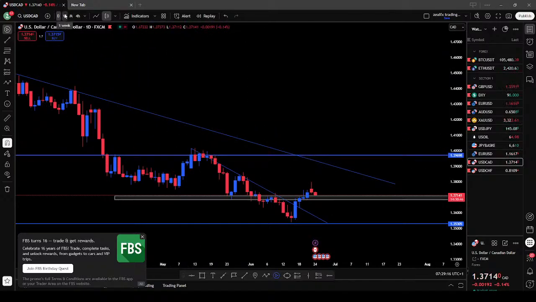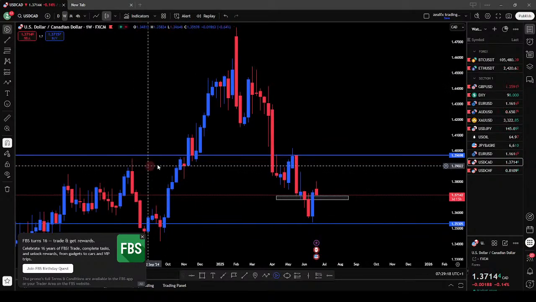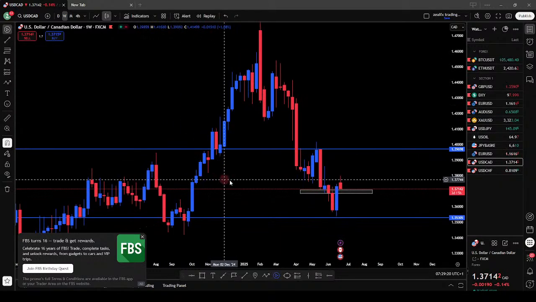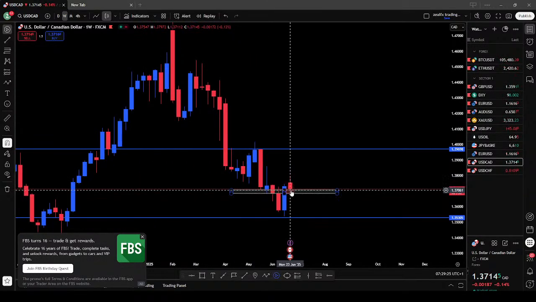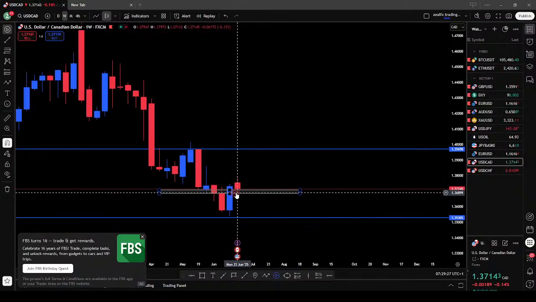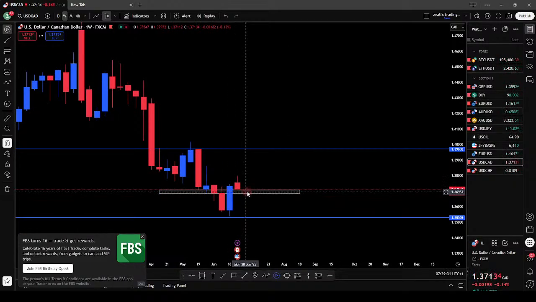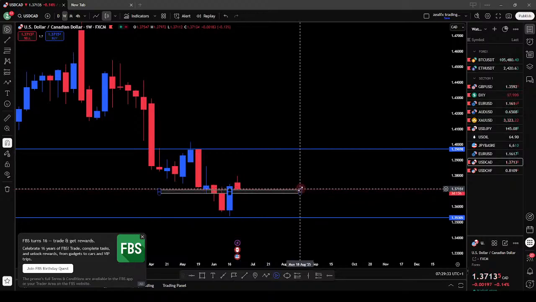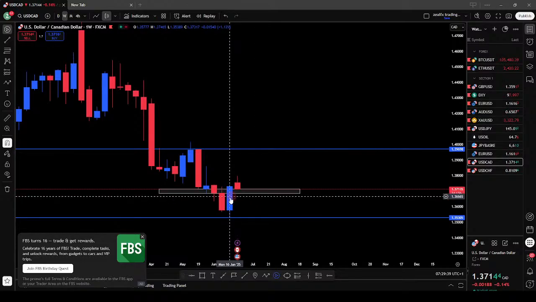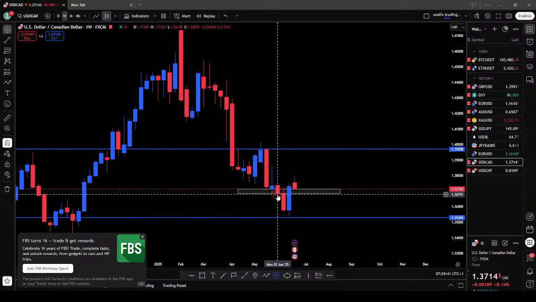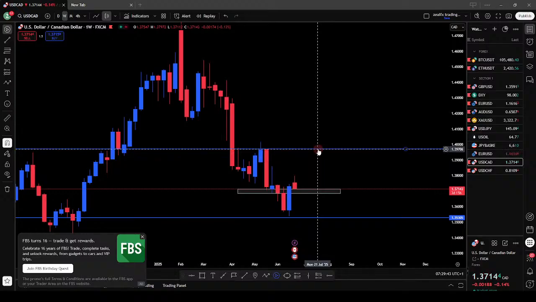Let's look at the weekly chart. On the weekly chart, you can see that we still have this strong support level here. So we're waiting for price to tap into this support level and give us a setup for us to buy from this support level, because this is a strong support level. So we're expecting a price action setup from the daily chart for us to buy price to this next resistance level for the USD CAD.